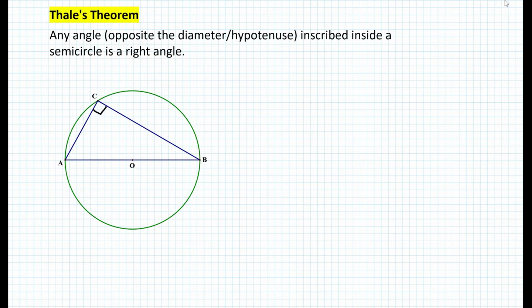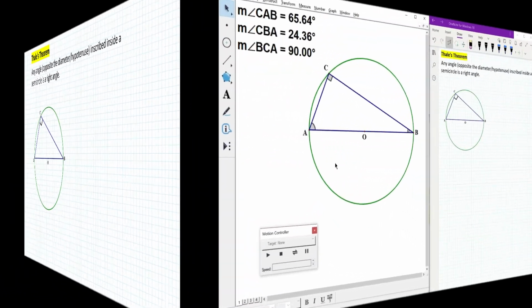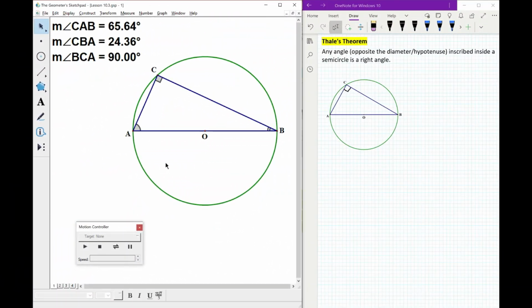And again, angle ACB here is an inscribed angle because the vertex touches the circle, and also it's in a semicircle because the diameter of the circle splits the circle into 2 semicircles. But let me demonstrate that Thales' theorem always works. Okay, so again, this is a demonstration that Thales' theorem always works.